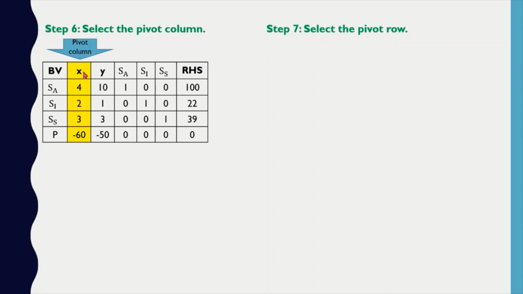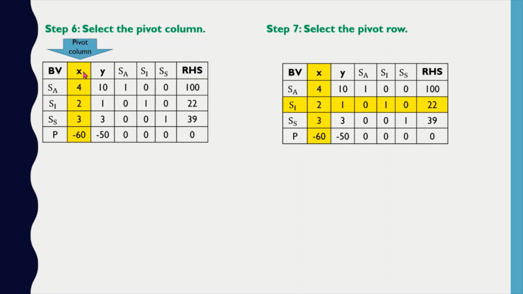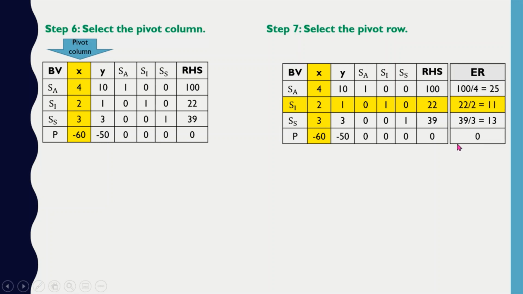Okay, step 7 now, we are going to select our pivot row. So to determine the pivot row, I colored here yellow, which is actually our pivot row. And which is actually we base it from, we just add a temporary column right here, which we call exchange ratio.